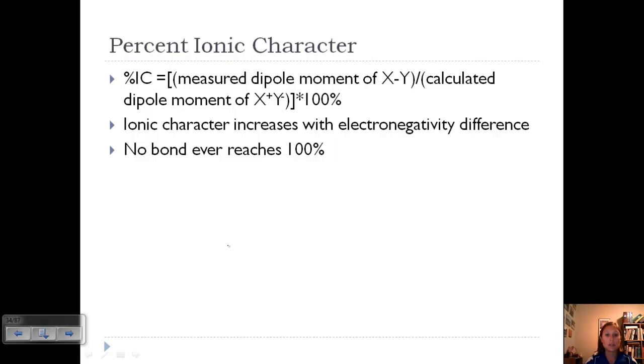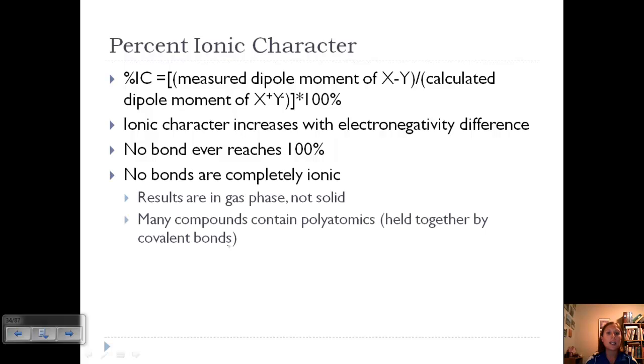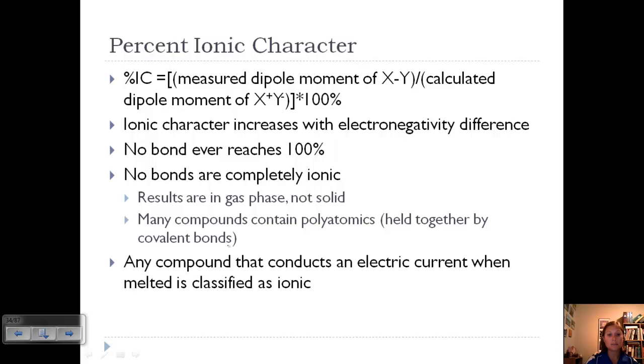No bond can ever reach 100% ionic character. What this means is that no bonds are completely ionic. There's a couple of reasons for this. The first is that results are in the gas phase, not solid, and so that lends to them not being completely ionic. Also, many compounds contain polyatomics, which, if you remember, are basically covalently bonded. So they're held together by covalent bonds, and then they're an ion that then joins with usually a cation or sometimes an anion to form an ionic compound. And so we've got some covalent bonds going on there.